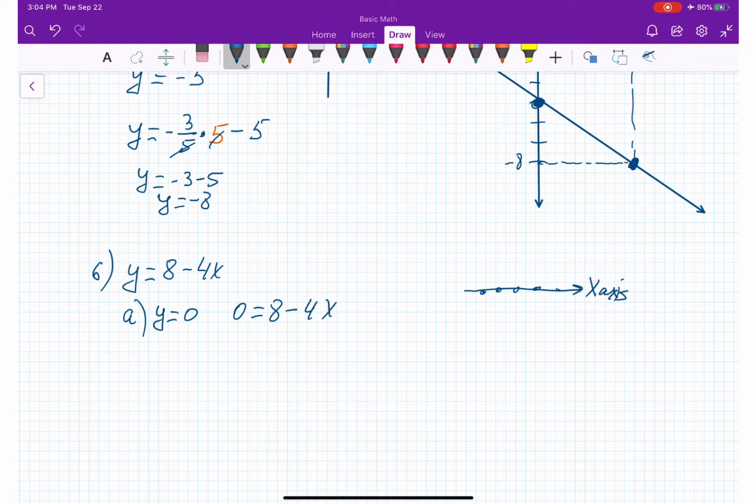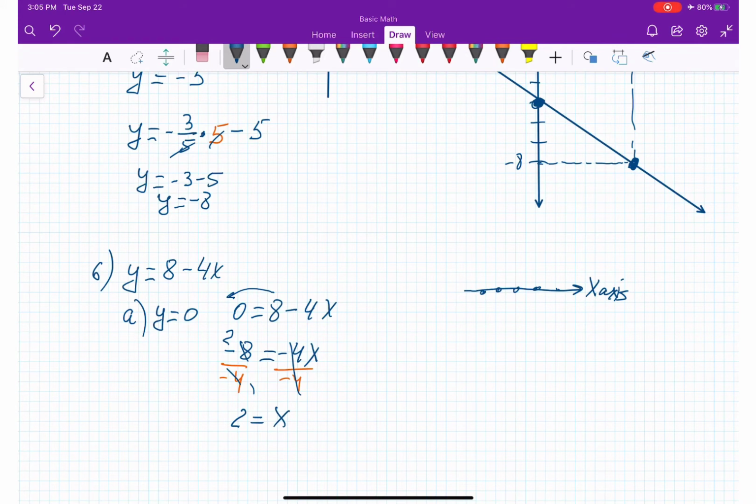Moving 8 to this side, we get negative 8 because it flips sign on the opposite side. Negative 8 is equal to negative 4x, and we divide by negative 4. This is gone. This is 1, this is 2, right? 8 divided by 4 is 2. It gets crowded, let me drop down a little bit. It's 2, and we get 2 is equal to x, or x is equal to 2.